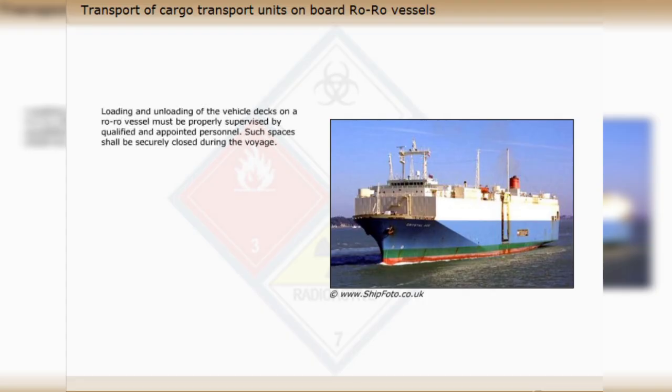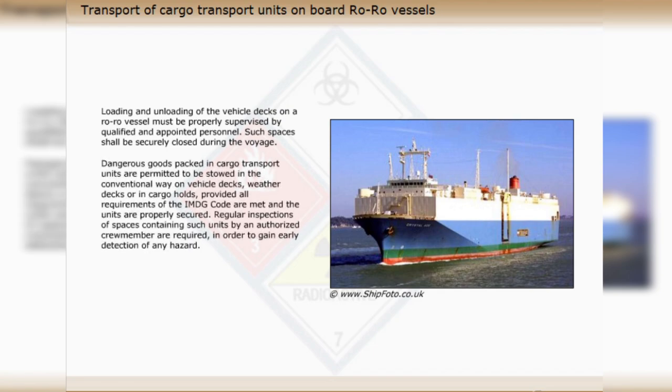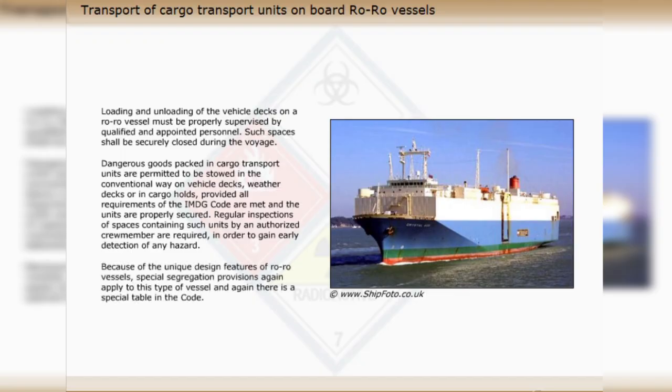Loading and unloading of the vehicle decks on a ro-ro vessel must be properly supervised by qualified and appointed personnel. Such spaces shall be securely closed during the voyage. Dangerous goods packed in cargo transport units are permitted to be stowed in the conventional way on vehicle decks, weather decks, or in cargo holds, provided all requirements of the IMDG Code are met and their units are properly secured. Regular inspections of spaces containing such units by an authorized crew member are required in order to gain early detection of any hazard. Because of the unique design features of ro-ro vessels, special segregation provisions again apply to this type of vessel, and again there is a special table in the code.